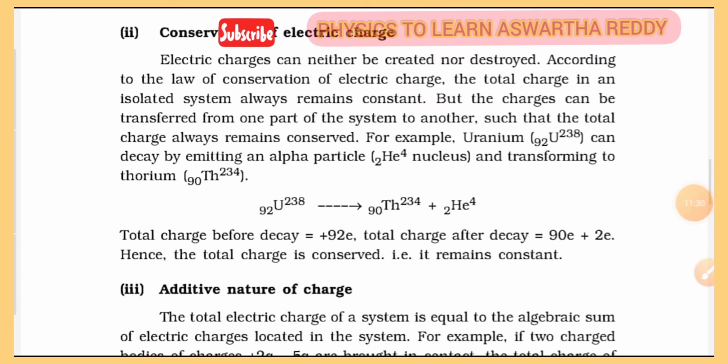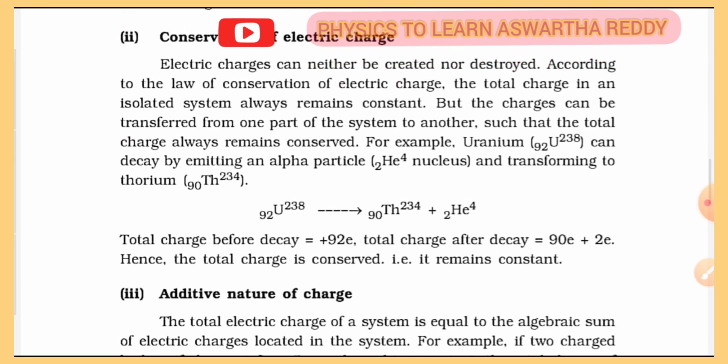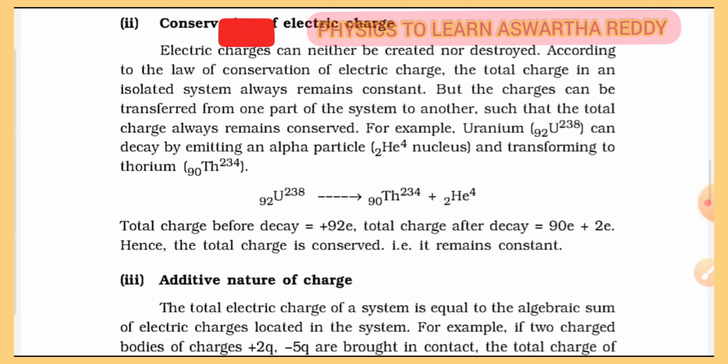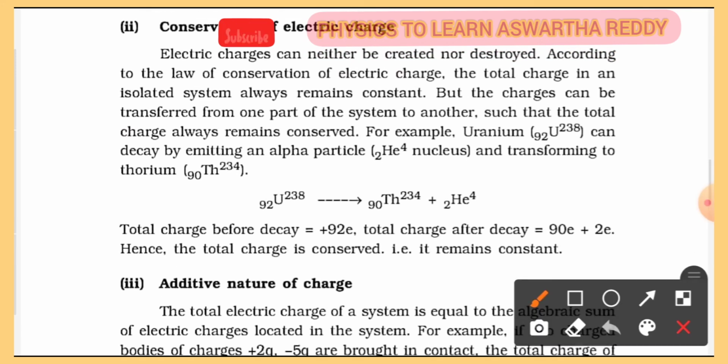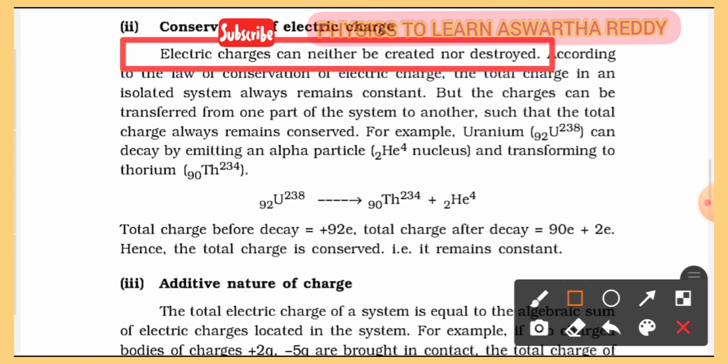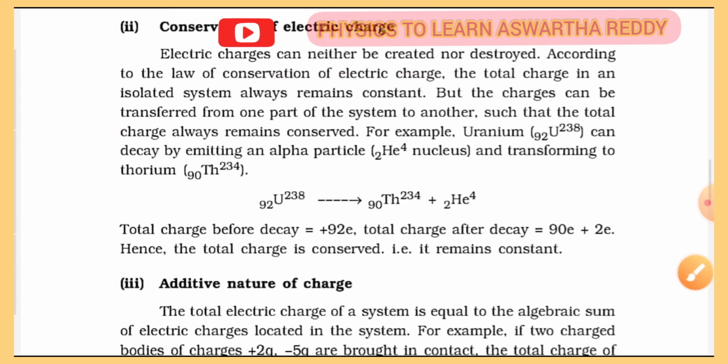Next one is conservation of electric charges. Before discussing this, the law of conservation of energy says energy can neither be created nor be destroyed. In the same way, electric charge can neither be created nor be destroyed. It can only transfer from one body to another body. So according to the law of conservation of electric charge, the total charge in an isolated system always remains constant.